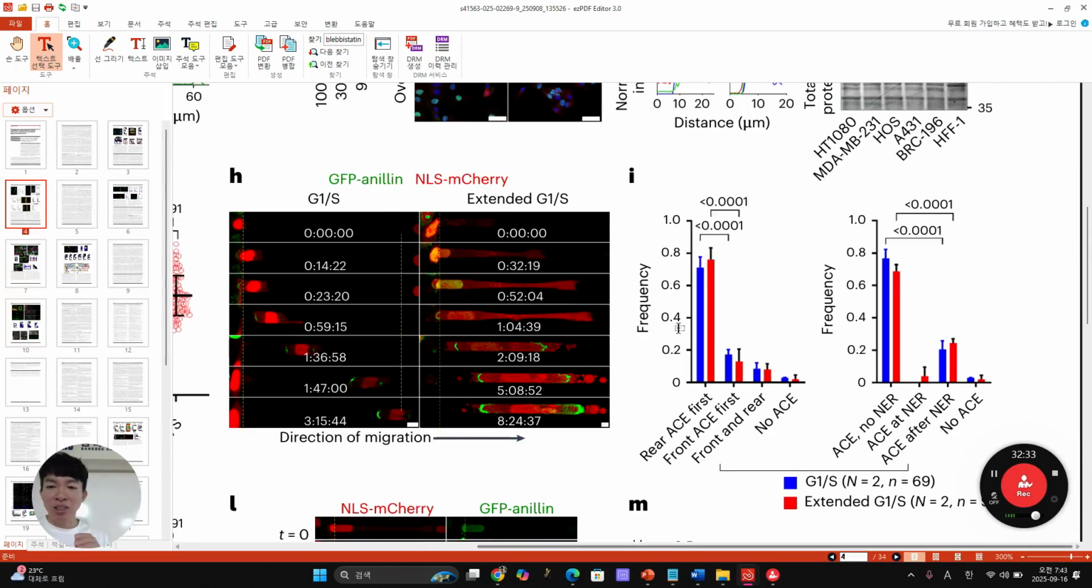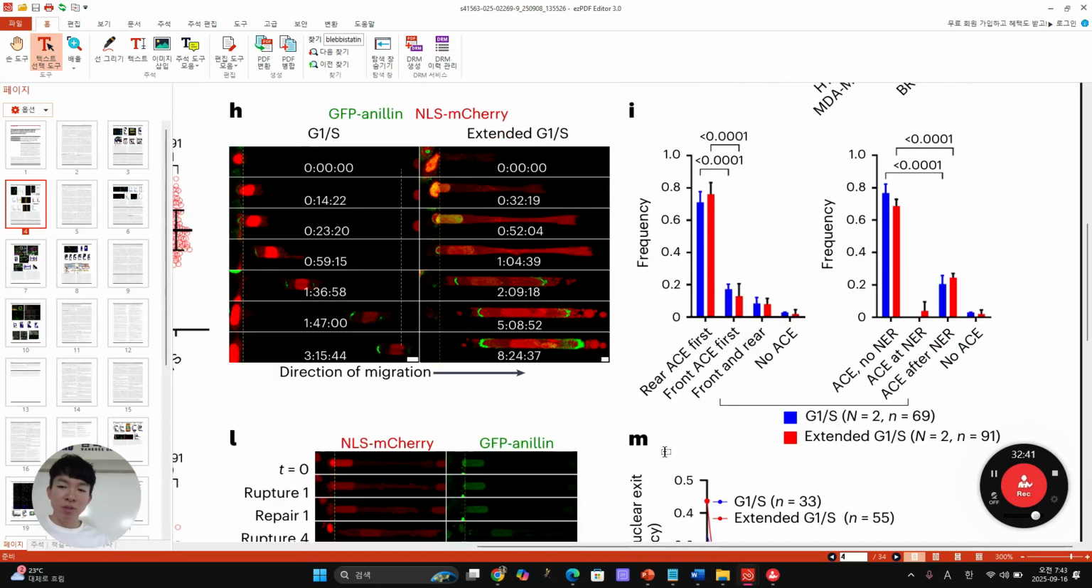And when they analyze frequency, they quantify from many cells. Nowadays, people want to write their n number inside the figure or figure legend at least, like this. And then they check rear ACs. Rear means the backside, and front is the front side. They check rear AC first, or front AC first, or front and rear at the same time, or no AC.